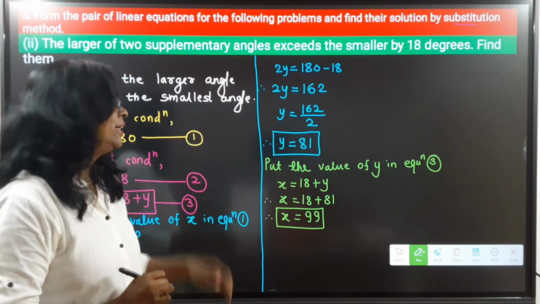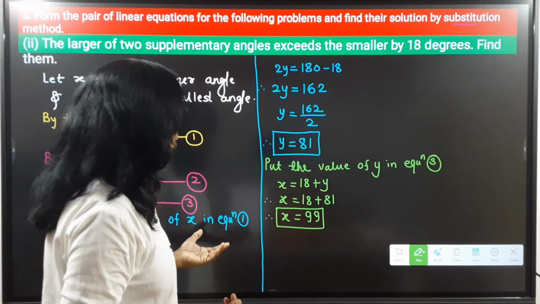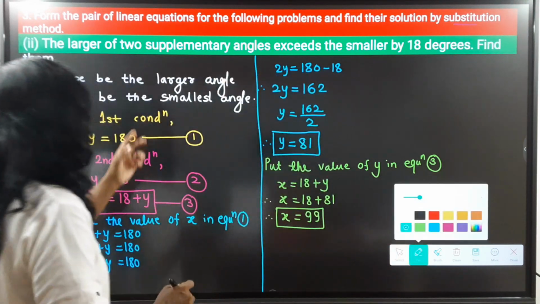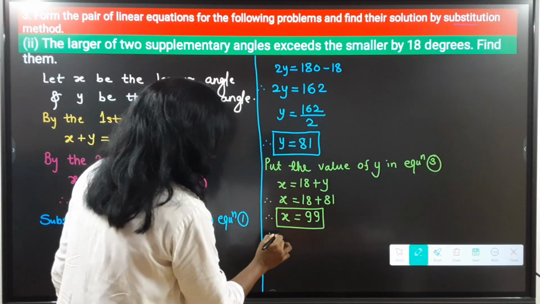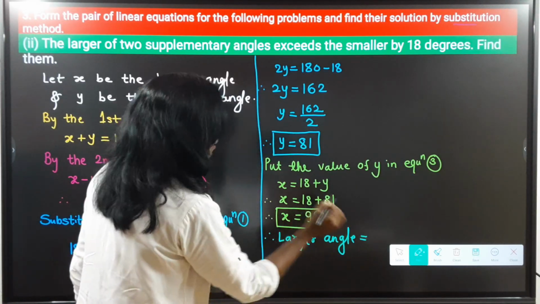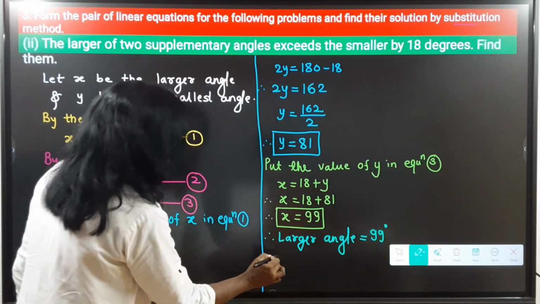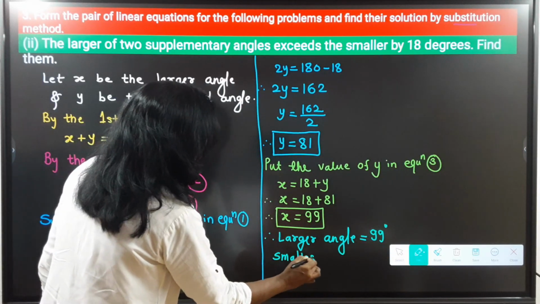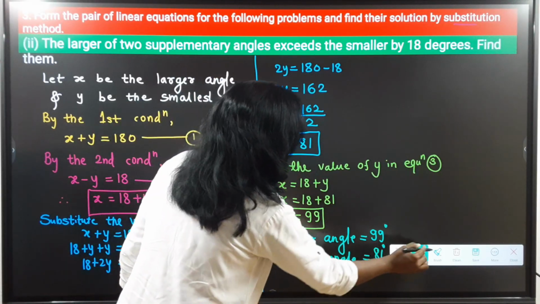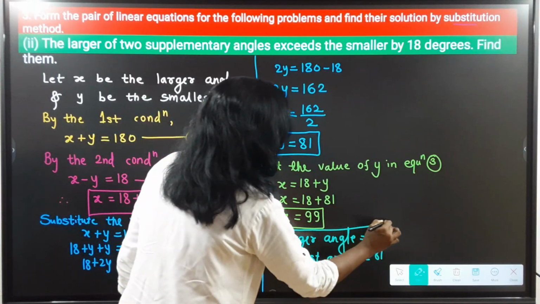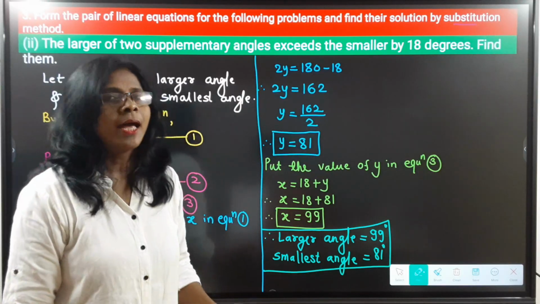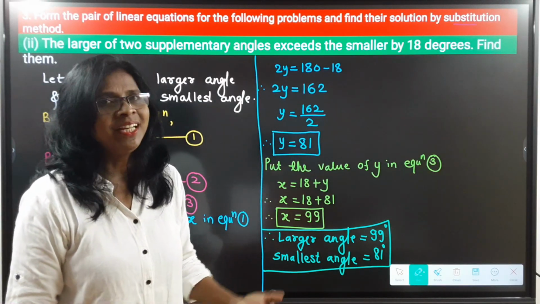Now we have the value of x and y. In the assumption part, we said that the larger angle is equal to x. Therefore the larger angle is equal to 99 degrees and the smallest angle is equal to 81 degrees. So this is our final answer. Okay students, in this way we can find the larger angle and the smaller angle. Very easy example, students.